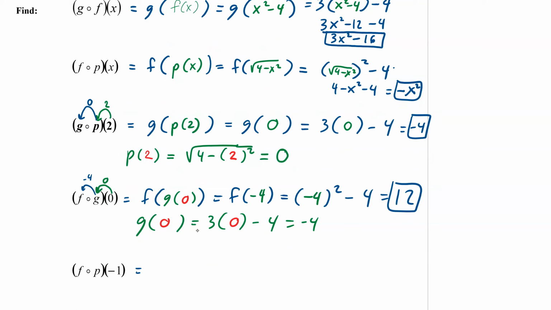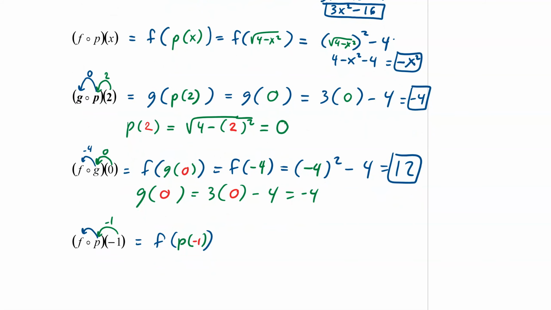This again would become f composed with p, with negative 1. So it's f composed of p of negative 1, and it looks like that. Again, we're taking the negative 1 and plugging it into p. It will then give us a number that we then plug into f. So let's start with p of negative 1.